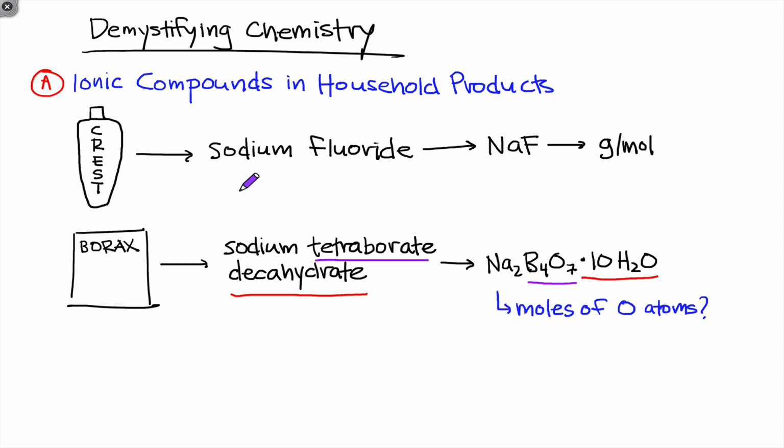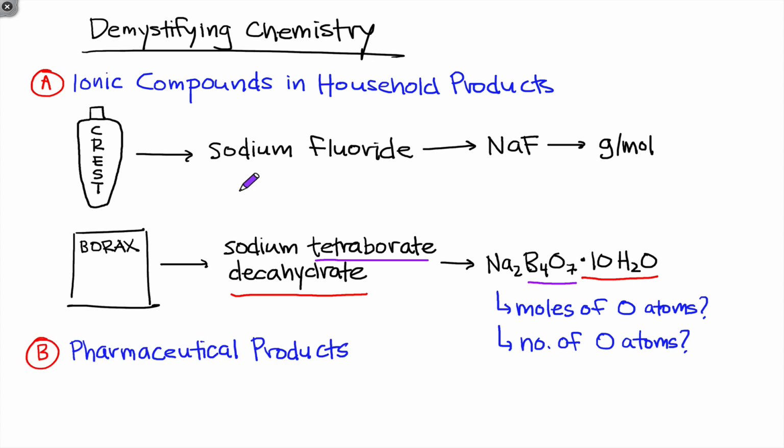In addition, we'll do some fundamental stoichiometry calculations with the mass of borax present in this household product. We'll determine the moles of oxygen atoms in total using the chemical formula, the molar mass, and the total mass of borax in the box. And from there, we'll use Avogadro's number, a key value in chemistry, to determine the number of oxygen atoms inside the box.